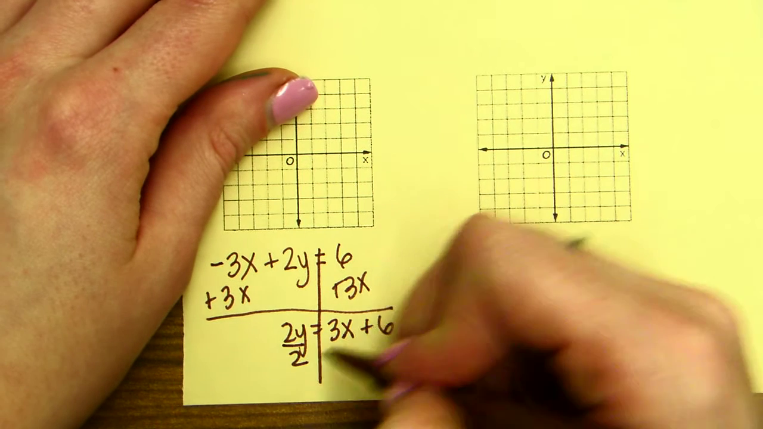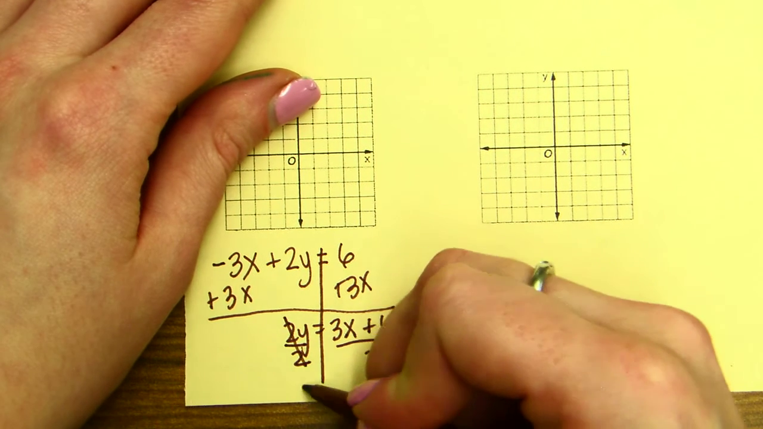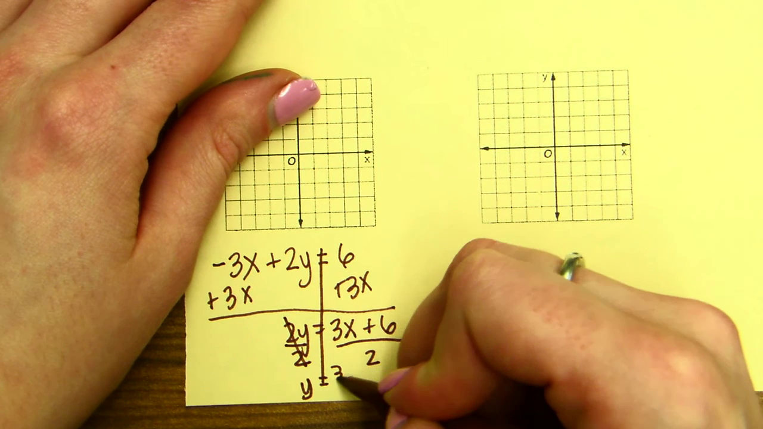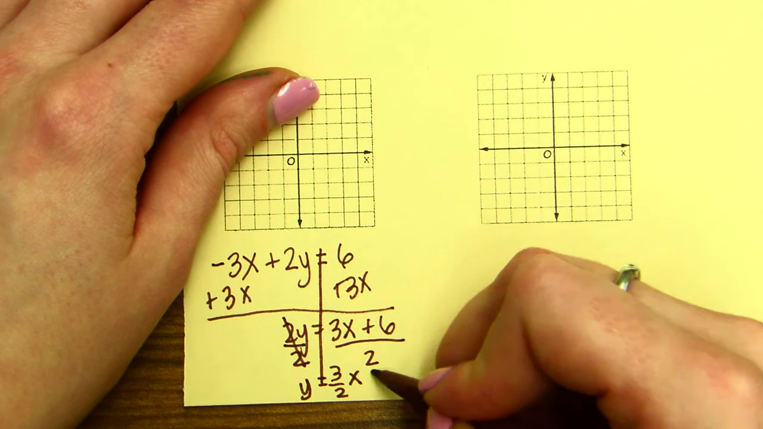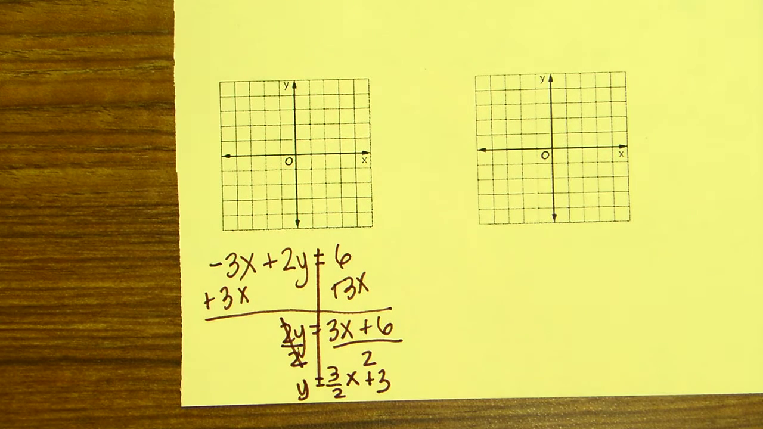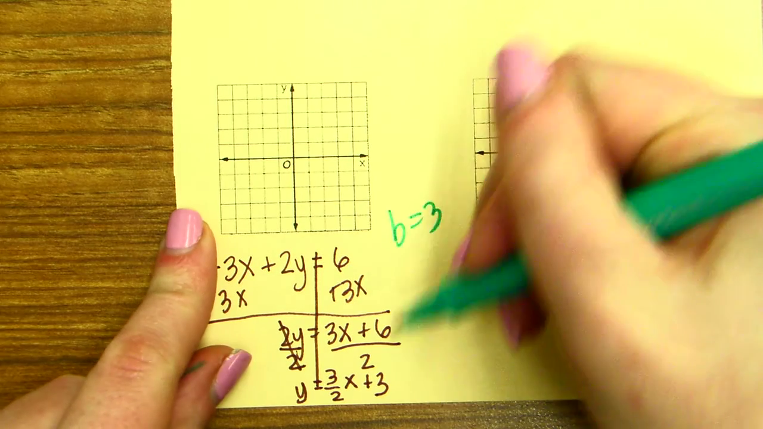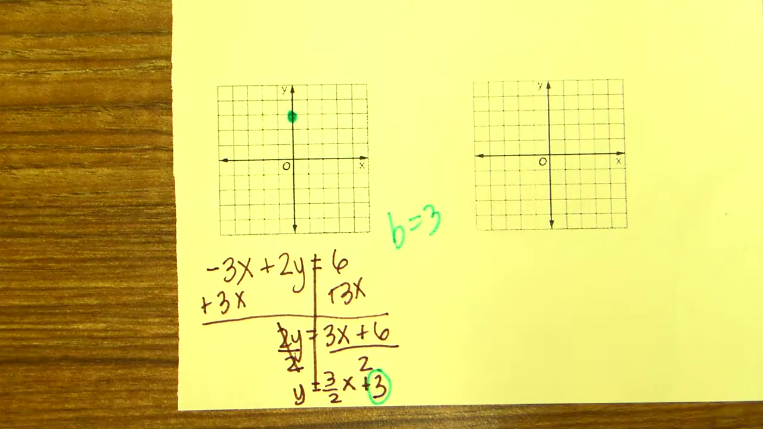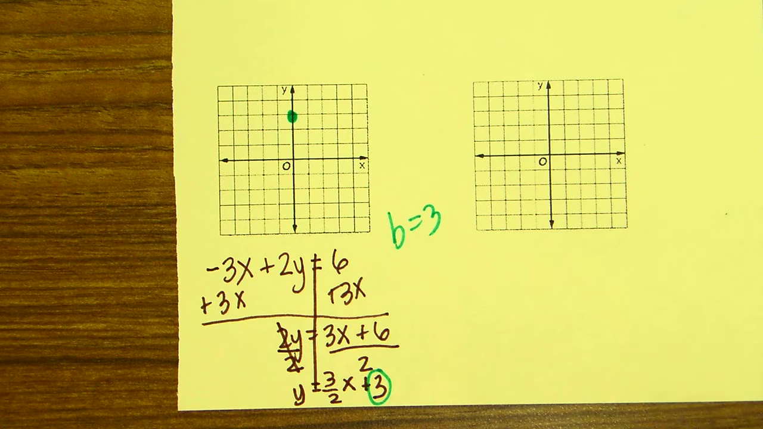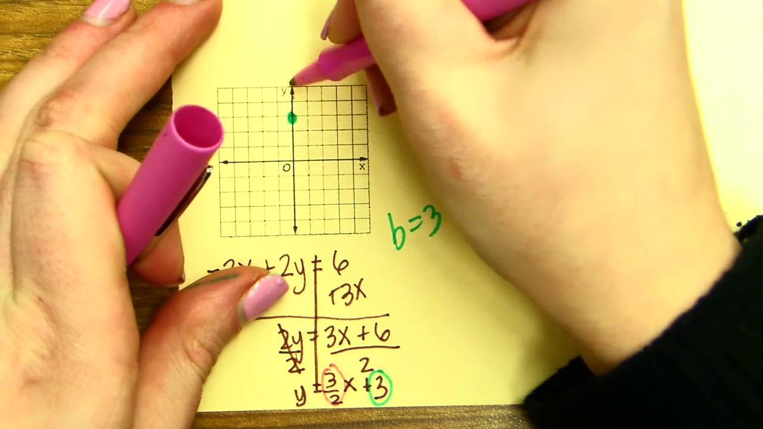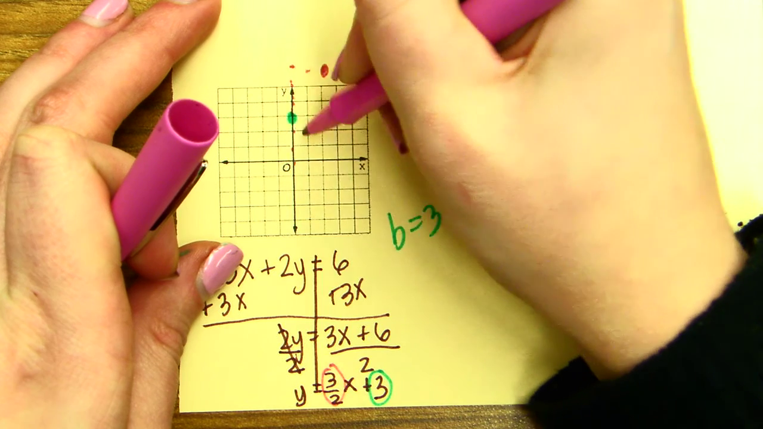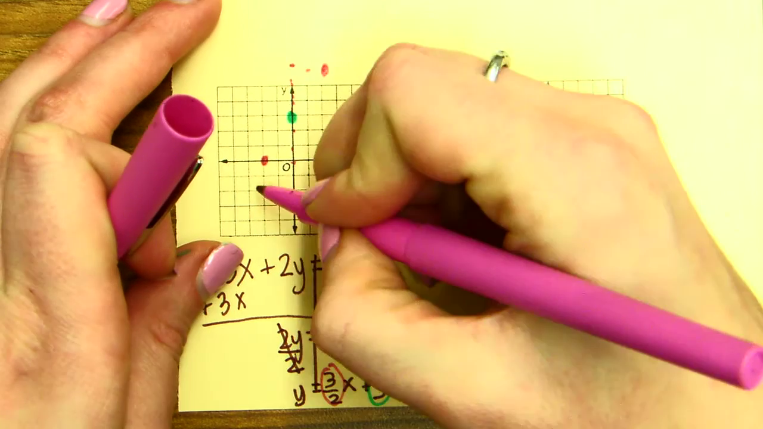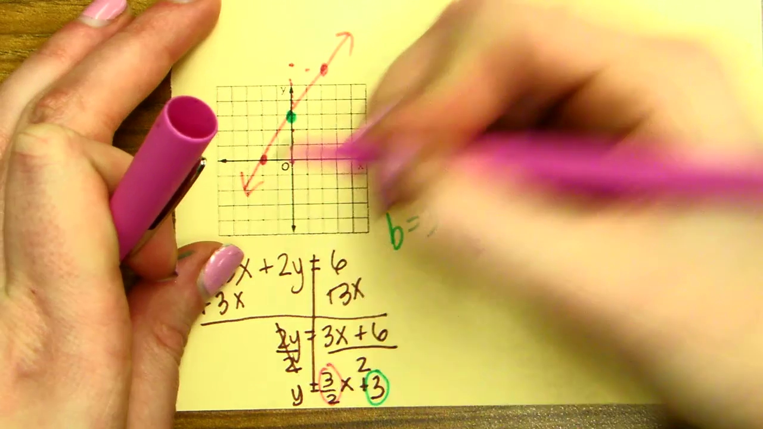I'm going to divide by 2 to get rid of the 2. 2 divided by 2 is 1. 3 divided by 2, I'm just going to leave as a fraction because that tells me I'm going to go up 3 to the right 2. 6 divided by 2 is 3. So now that that equation is in slope-intercept form, I can graph it. My b is 3. I can see that right here. My y-intercept, my slope is 3 over 2. So from that dot, I'm going to go up 3 over 2. And I can go down 3 to the left 2 if I want to go backwards. And those make the same line.